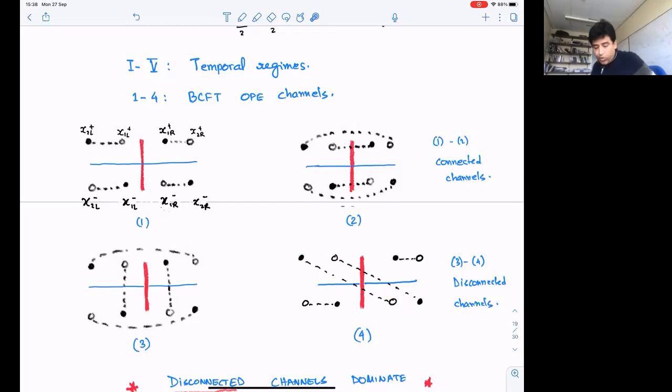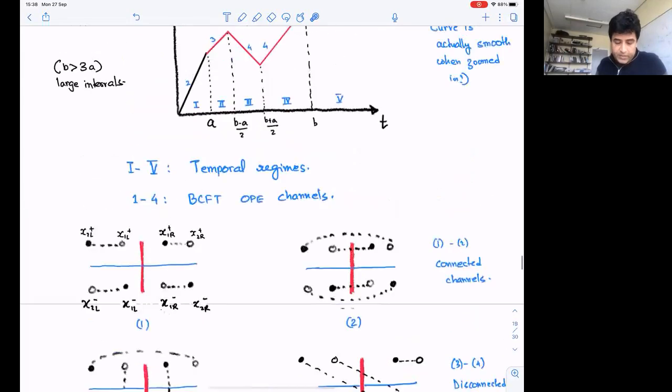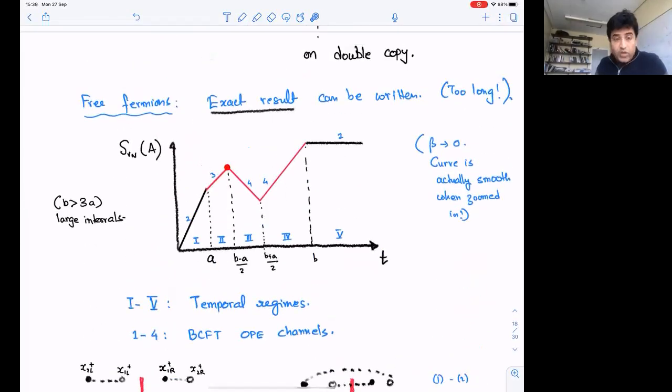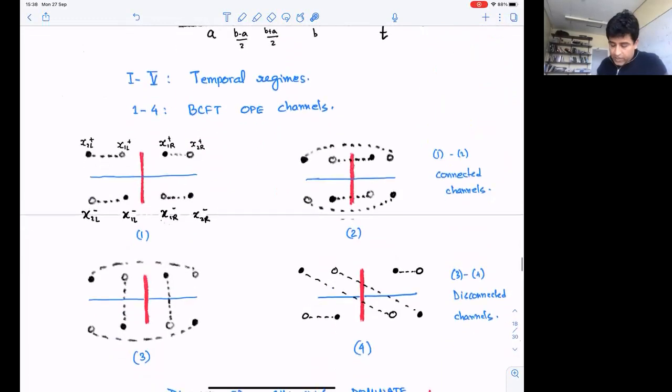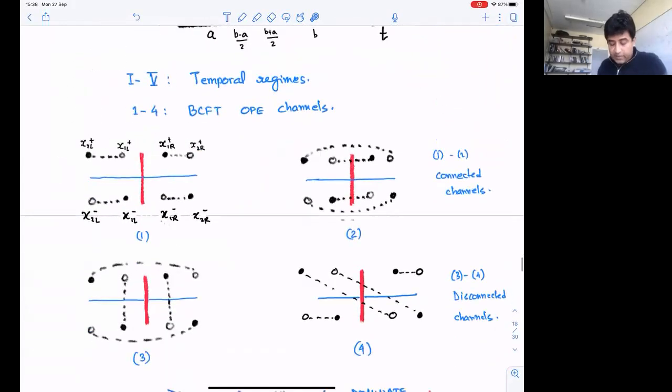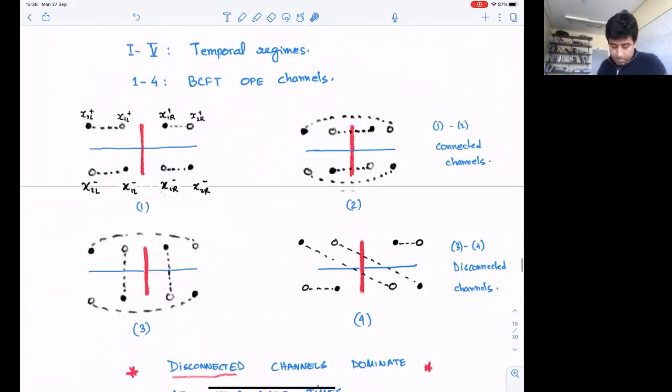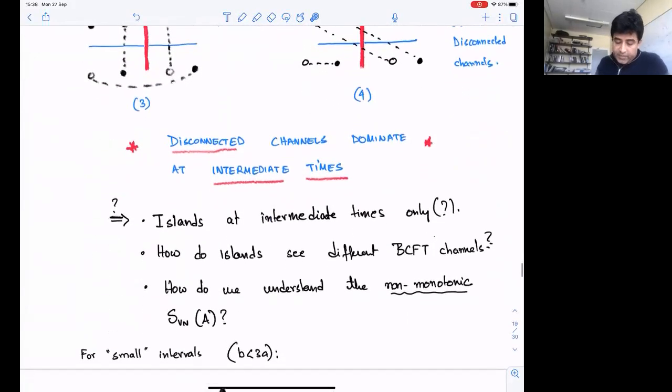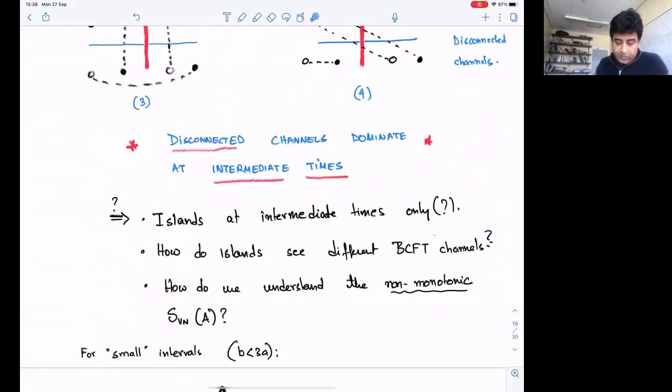And if you look at the temporal behavior of the correlators coming from these distinct channels, you see that channel three is responsible for this slower growth rate. And channel four is responsible for the dip and the rise following the dip. It's highly non-trivial. So somehow the early time behavior and the late time behavior are controlled by connected correlators, but the intermediate time behavior is controlled by disconnected OPE channels in the BCFT language. So here, disconnected channels dominate at intermediate times.